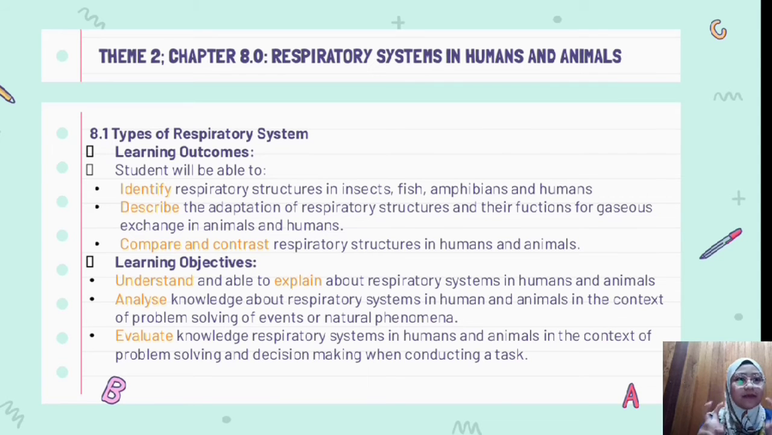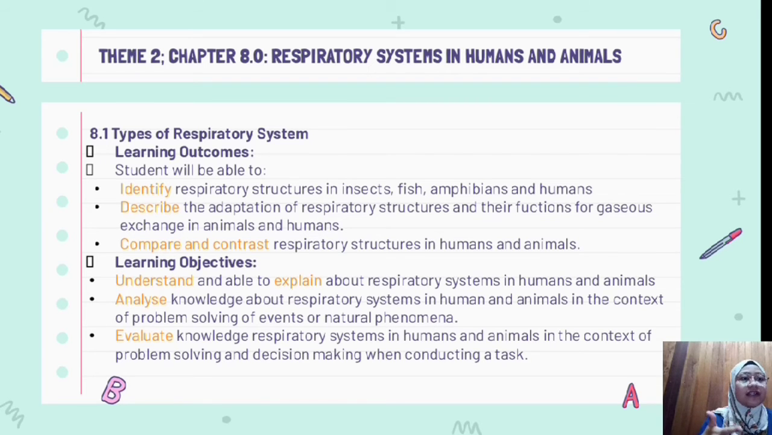So you see the keywords first. And for the learning objective: understand and be able to explain the respiratory system in humans and animals. Understand, explain. Analyze knowledge about the respiratory system in humans and animals in the context of problem solving of events of natural phenomena. And evaluate knowledge of the respiratory system in humans and animals in the context of problem solving and decision making when conducting a task. As you can see here, the learning outcomes are quite more specific to the topic.